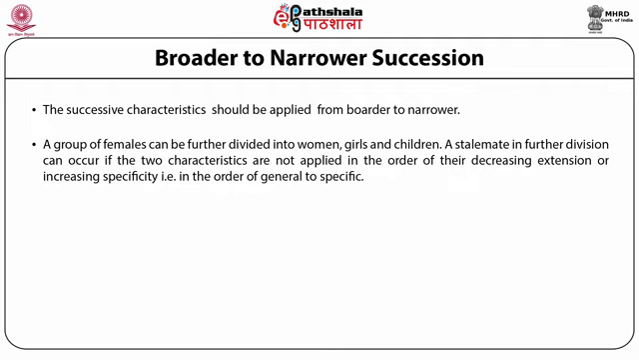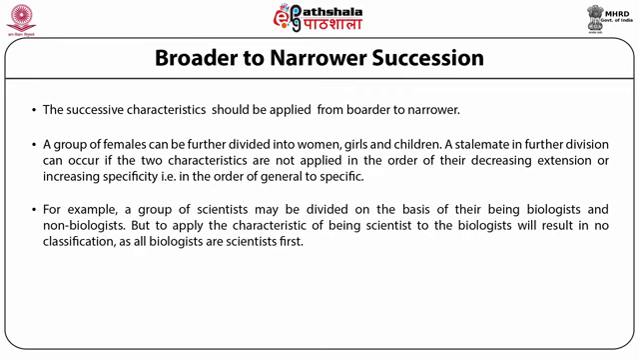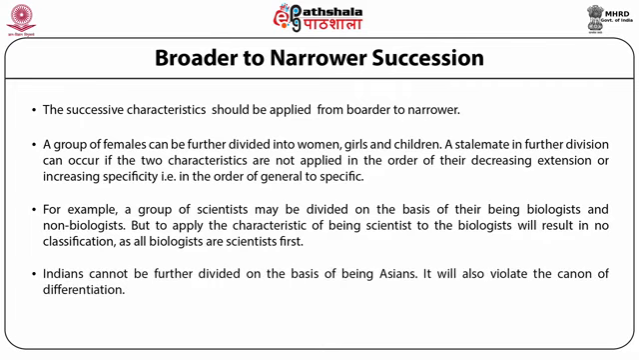A stalemate in further division can occur if the two characteristics are not applied in the order of their decreasing extension or increasing specificity, that is, the order of general to specific. For example, a group of scientists may be divided on the basis of their being biologist and non-biologist. But to apply the characteristic of being scientist to biologists will result in no classification, as all biologists are scientists first. Indians cannot be further divided on the basis of being Asians. It will also violate the canon of differentiation. Ranganathan should have stated this canon explicitly.